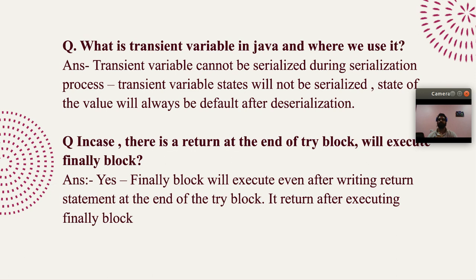So the next question I got is, in case there is a return at the end of the try block, will it execute the finally block? So here maybe you can also get the question, what is a finally block. So basically this is from exception handling. So here the finally block is a block which is used mainly to do some operations by which we can close the resources which we have opened.